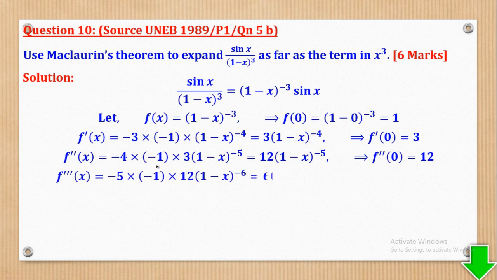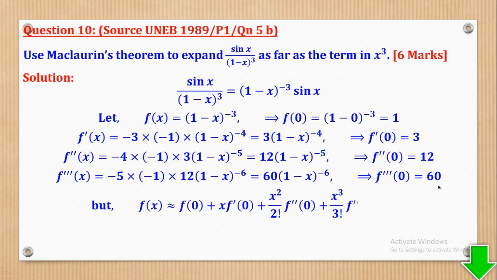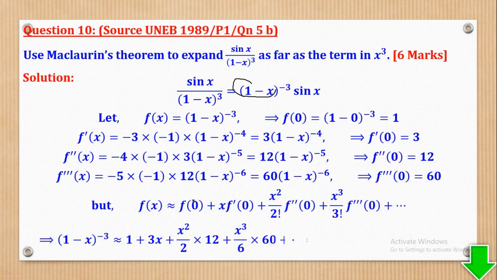Then third derivative, this times this is positive 12, which is here. Then bring down the power, reduce the power by 1, differentiate the inner bracket, which is that. Simplify, come up with that, substitute x equal to 0, come up with that. Therefore, that means that expanding this one will give me that when I substitute in this formula. Now, we also have to expand this one up to x cubed. Let's do that in the next slide.